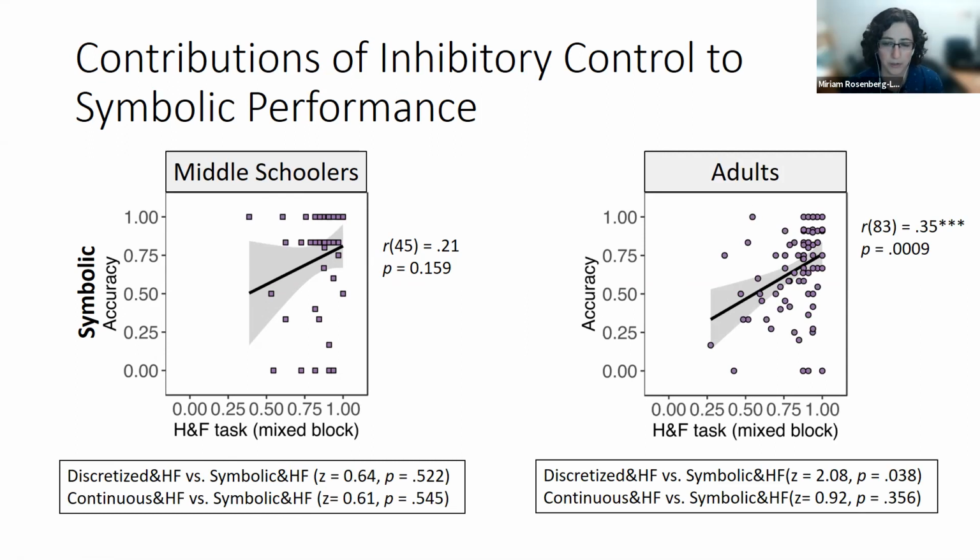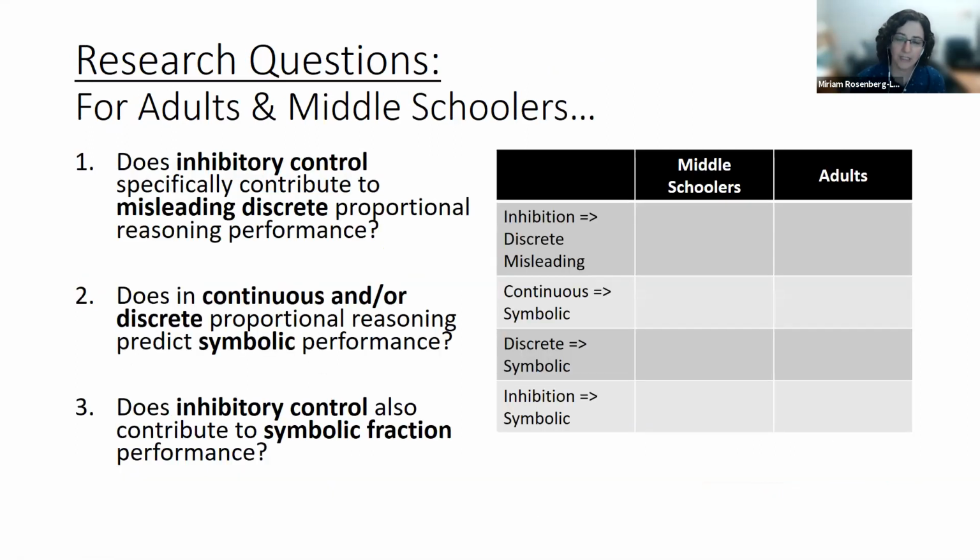There are a lot of correlations I've just thrown at you, so let me summarize them. In our first question of inhibition and these specific discrete misleading stimuli, we see an effect in middle schoolers, but it's not specific.